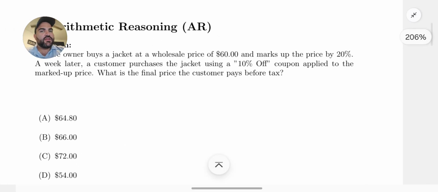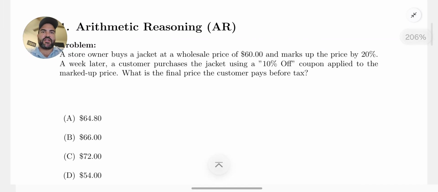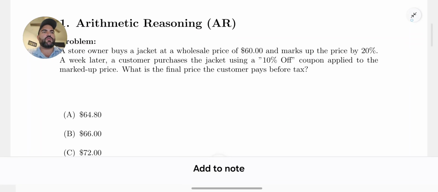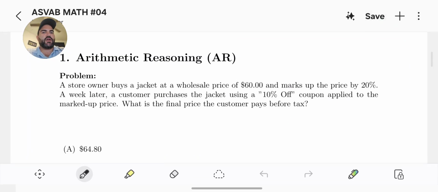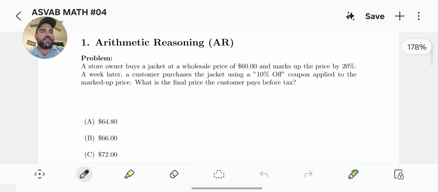Okay, so it's a percentage problem, pretty classic. It's on the easier side, and we're going to take advantage of that. All right, we're going to take advantage of it.